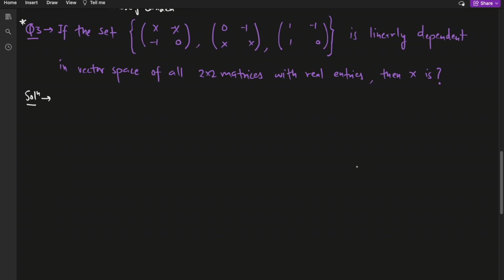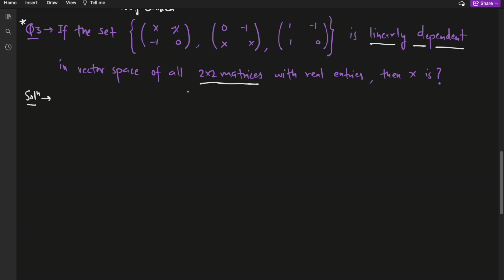Okay, the question is: we are given this set. This set is a set of matrices. A set could be of anything. It could be of numbers, strings, objects, or matrices. Here we are given three 2 by 2 matrices. And it is given that it is linearly dependent. Very important: it is already given that this set is linearly dependent in the vector space of all 2 cross 2 matrices.